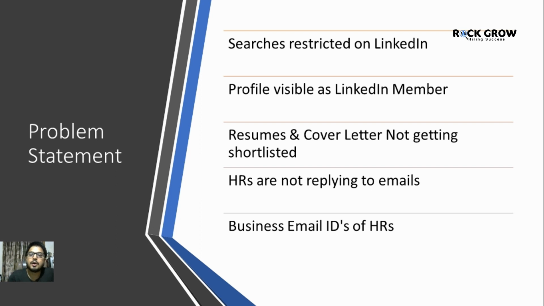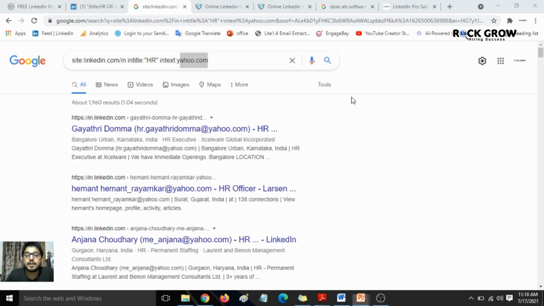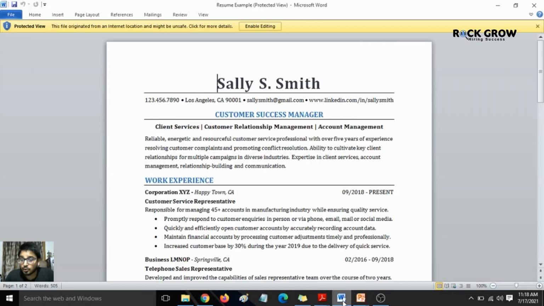And now another thing is, resumes and cover letters are not getting shortlisted. So let me share with you a template, though it looks simple but is very much effective. If you're applying for a company like Amazon, Google, Microsoft, they usually have ATS software. ATS is applicant tracking system.